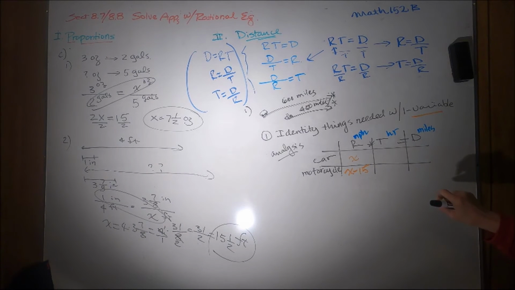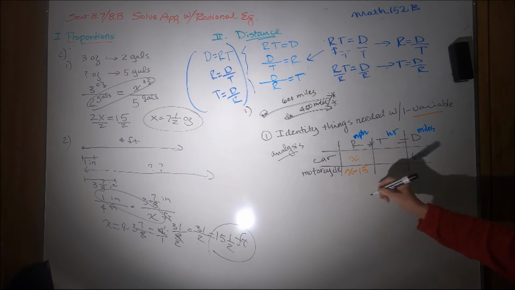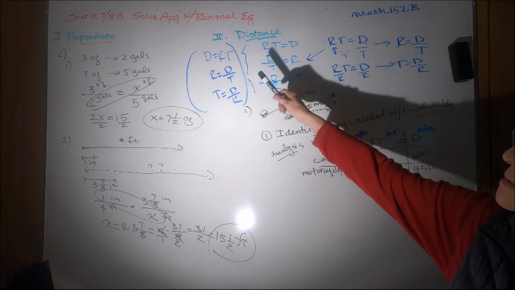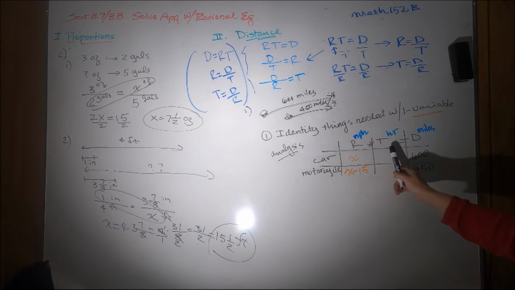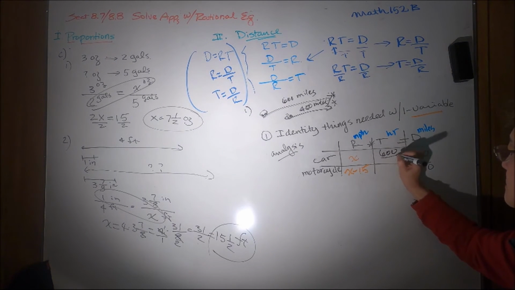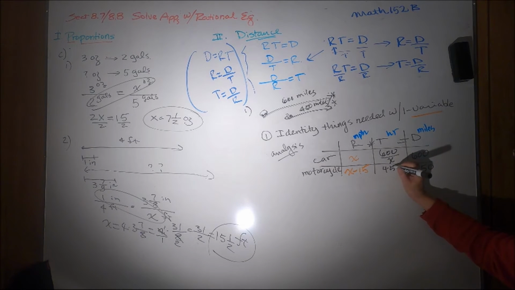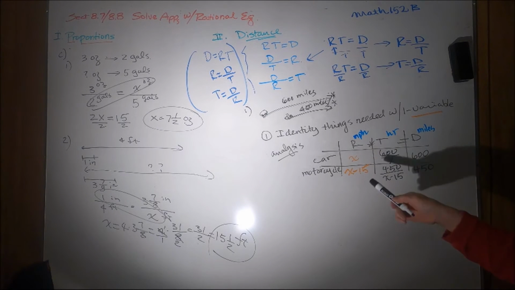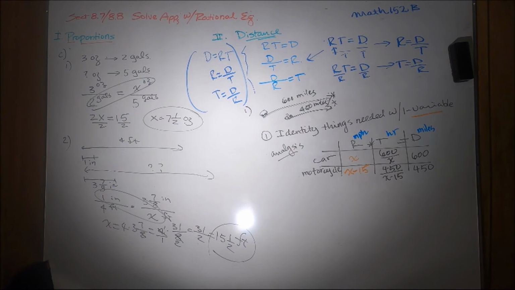So do we know the miles each one takes? The car is 600 miles. The motorcycle is 450. By doing that, we only have one variable, and from the formula, we should know how to find the t. T is what? D divided by R. So it's 600 over x. This one would be 450 over what? X minus 15, right? So we can fill in the blanks this way.